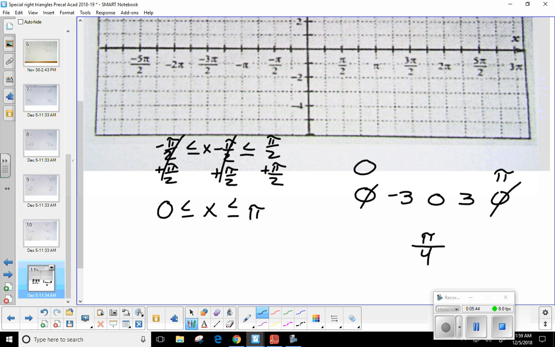There you go. So 0 plus pi over 4 is pi over 4. Plus pi over 4 is pi over 2. Plus another pi over 4 is 3 pi over 4. And then plus pi over 4 will get you to pi. Did anybody want me to show you those over to the side, like get a common denominator just for the practice, or you feel okay with that?